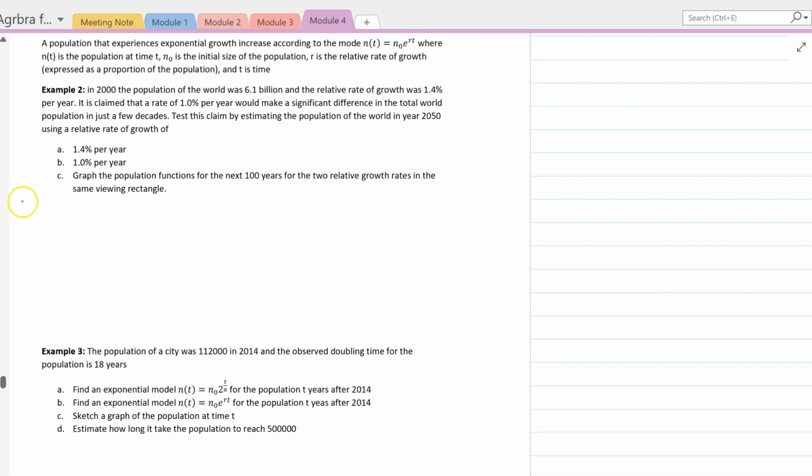Okay, so part A. We are given N of t. We are given that N naught equals 6.1 billion, r equals 1.4%, and that is 0.014. T is the population in year 2050, so t equals 50.